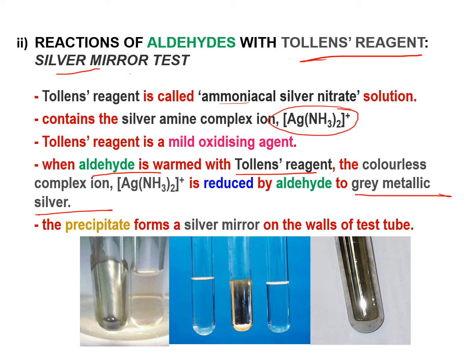Okay. So we can see here now we have colorless, this is the beginning of the reaction. After the reaction with the aldehyde, it becomes gray metallic silver. And then the precipitate will form a silver mirror. So you can look at the wall of the test tube, you can see there is a silver mirror here. That's why Tollens reagent is known as the silver mirror test.